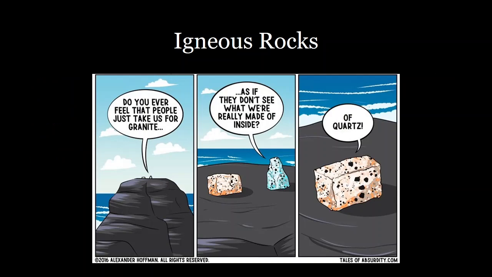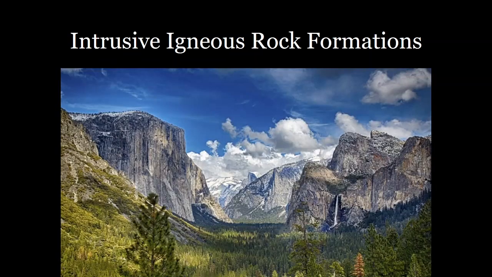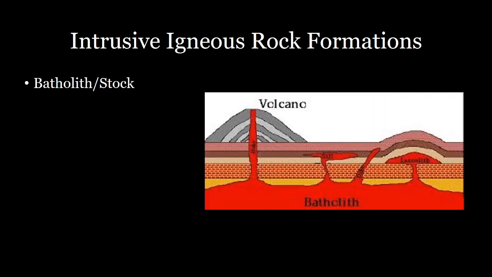And so we can go more into the types of structures that igneous formations can form. The most famous maybe is the Yosemite Valley landscape. You can see Half Dome here. It's a beautiful landscape in California formed by intrusive igneous processes.